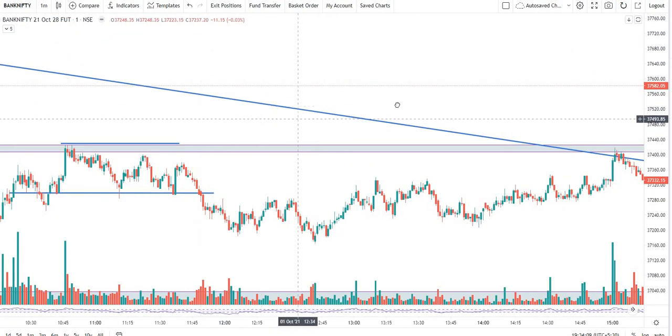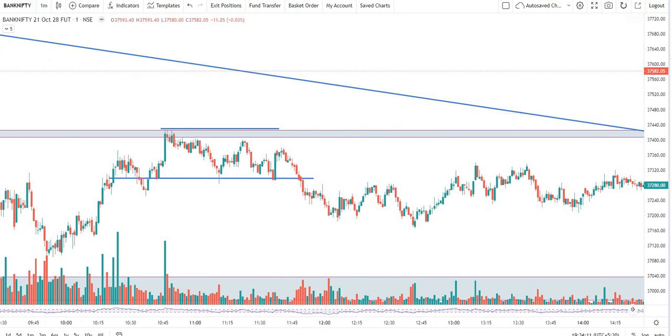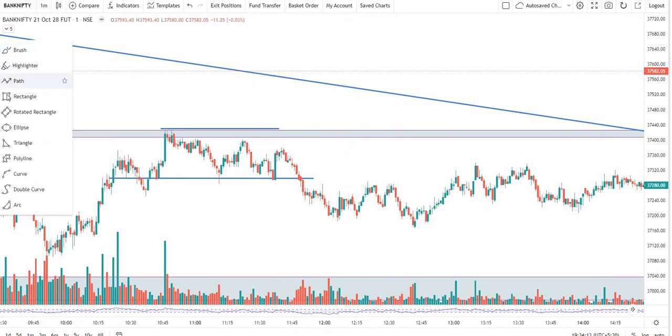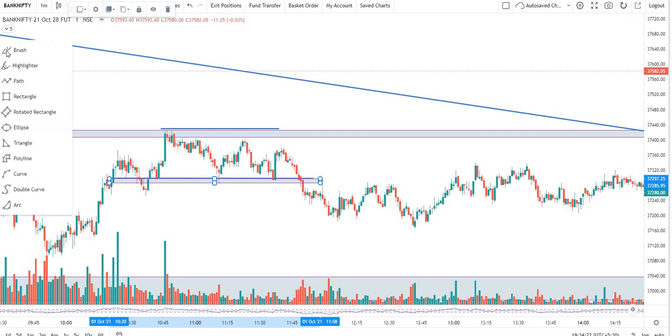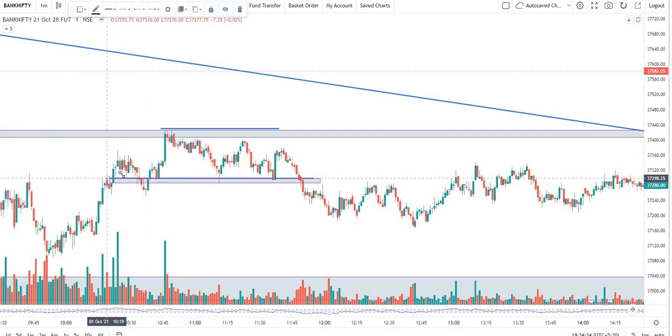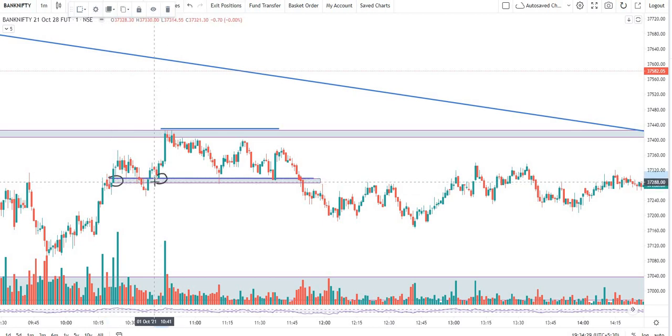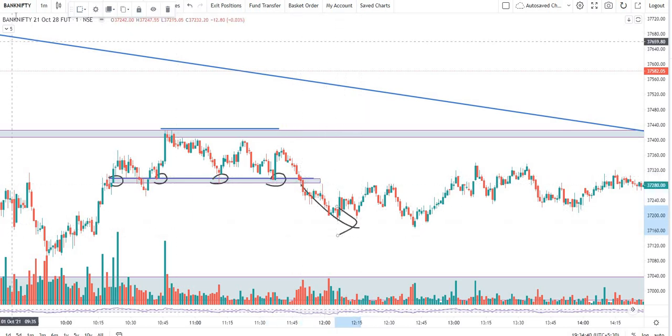If you draw a zone, you see, the first touch is at 10:20, second 10:40, then 11:50, 12, 11:35, you see, and a healthy breakout, you see.